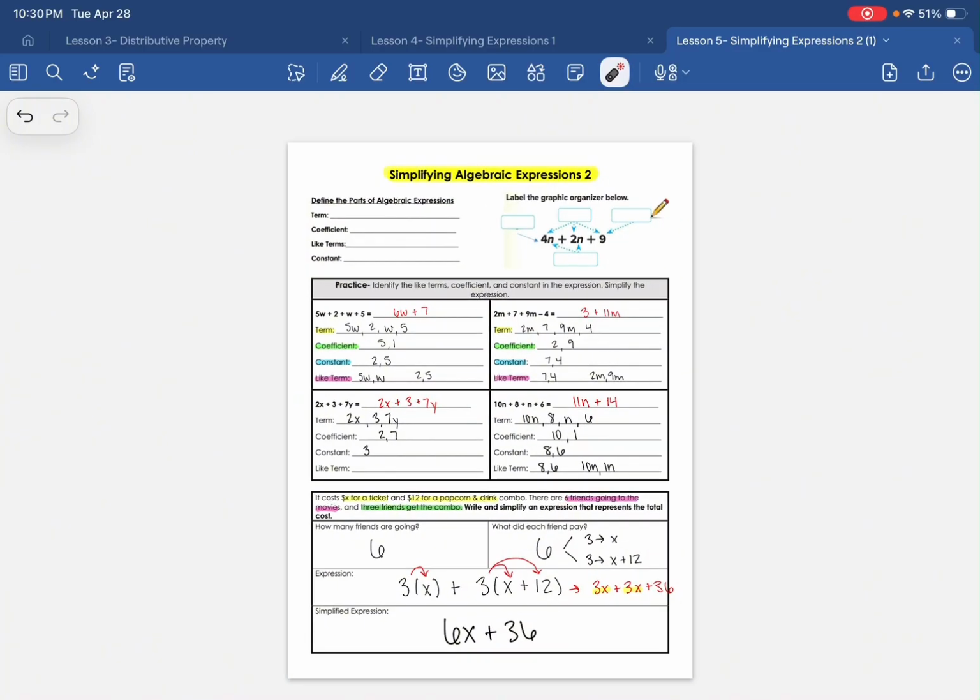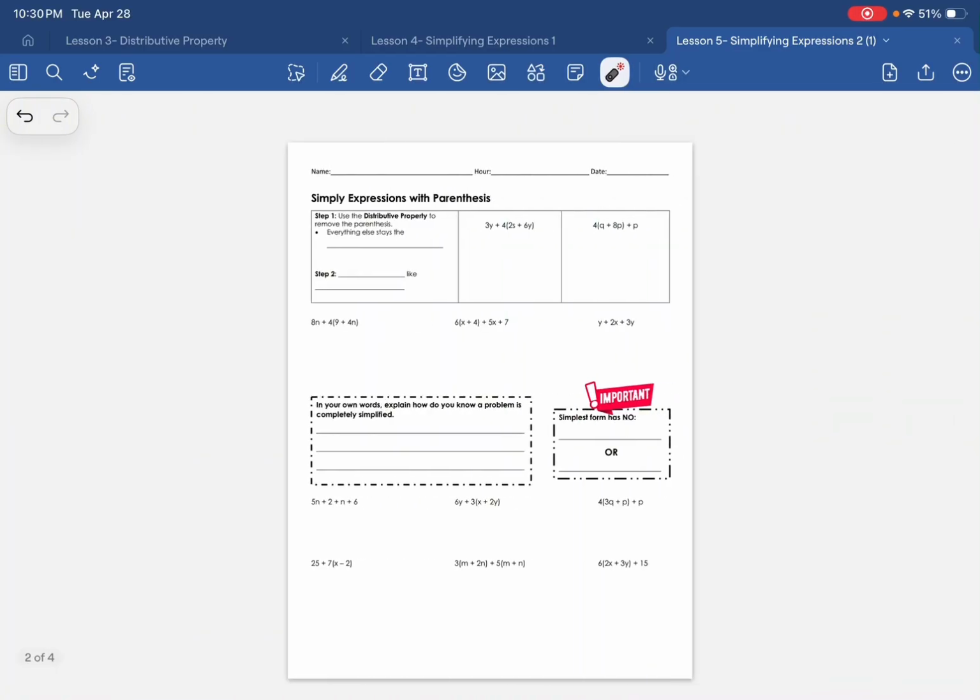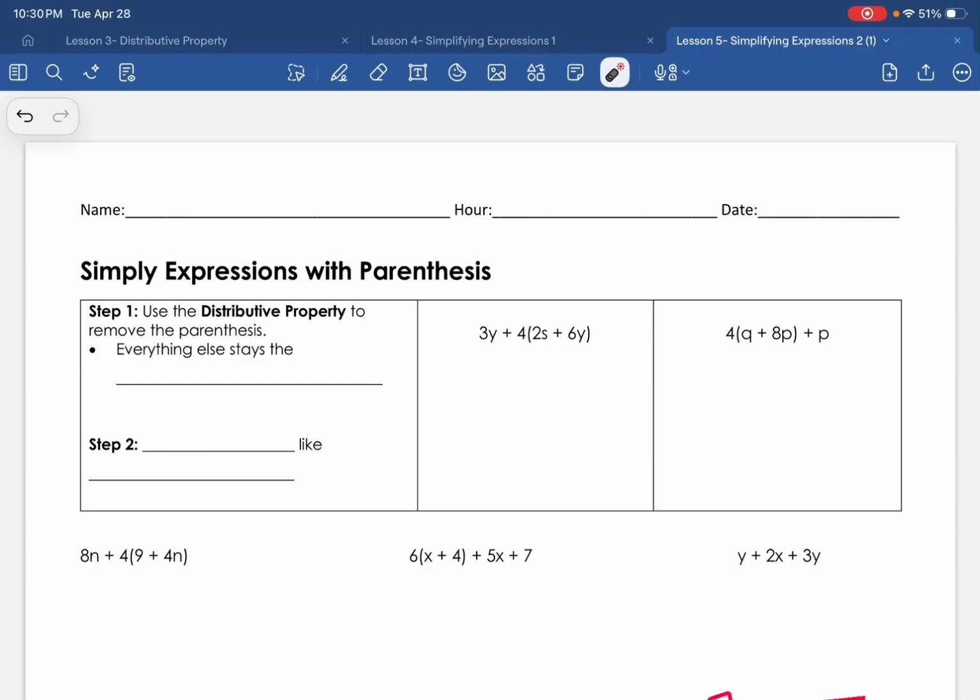All right, flip on over to the next page. So we're going to practice some more with parentheses, right? So we learned the distributive property. And so this tells us, step 1, we need to use the distributive property to remove the parentheses. Everything else in the equation stays the same. And what this means at this step is that you're going to need to rewrite.